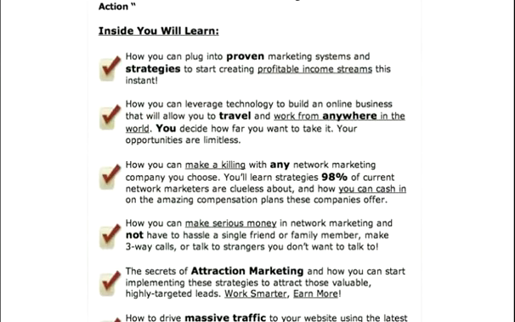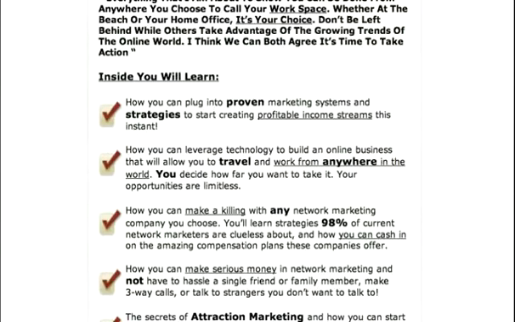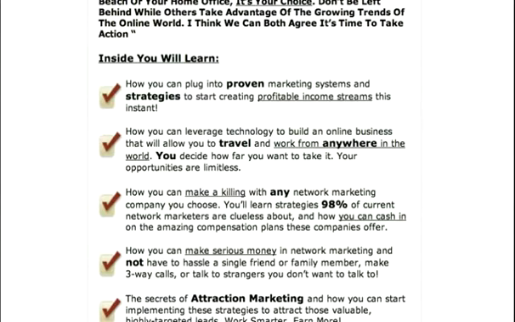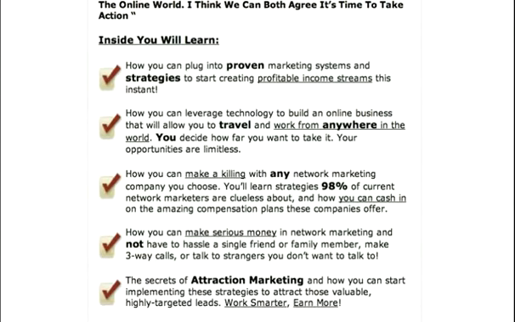And notice how all of my bullets are focused towards the prospect. It's how you can plug into proven marketing systems and strategies instead of how to plug into proven marketing strategies. You concentrate on the prospects. It's how you can leverage technology to build an online business, how you can make a killing with any network marketing company you choose. You'll learn strategies.